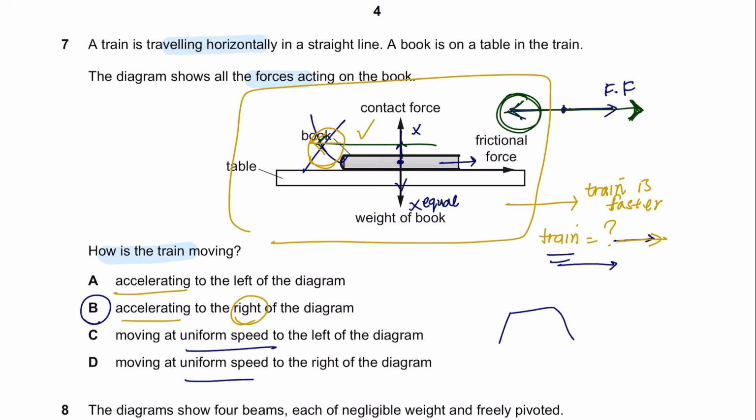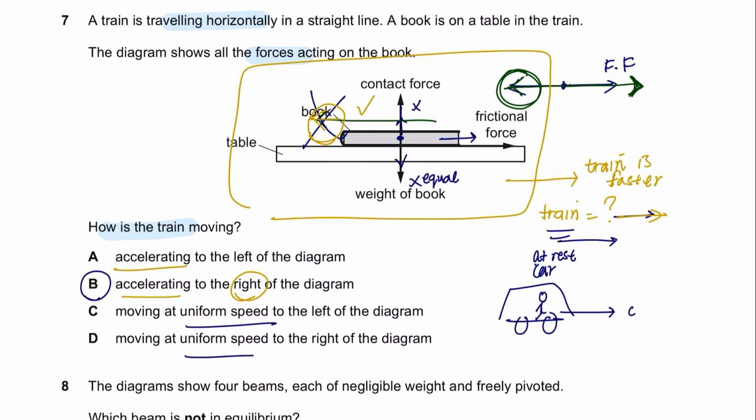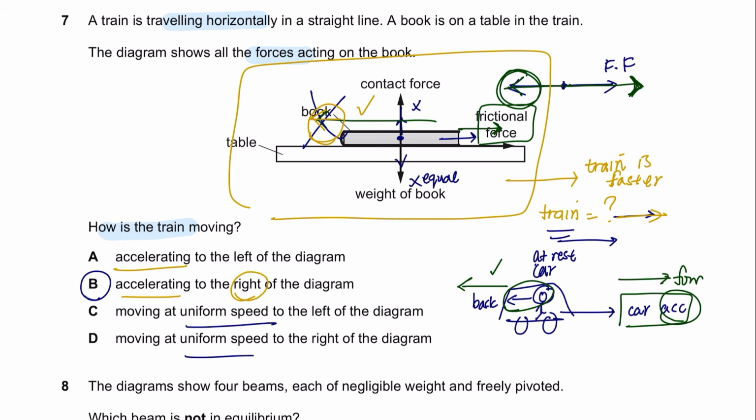You can imagine this if you're in a car. For example, if both the car and you are at rest, and when the car accelerates, your body will be jerked backwards. So the frictional force here, which is acting in this direction, is trying to tell us that the book has actually moved backwards. So for this to happen, it means that your car is moving in this direction, forward, with an acceleration.